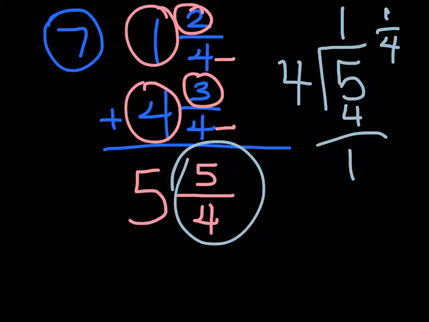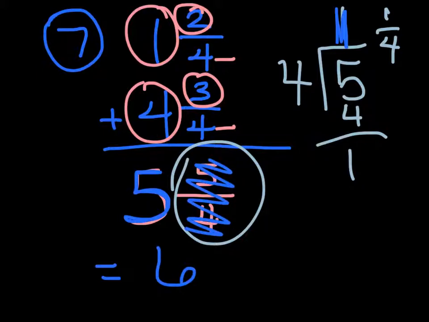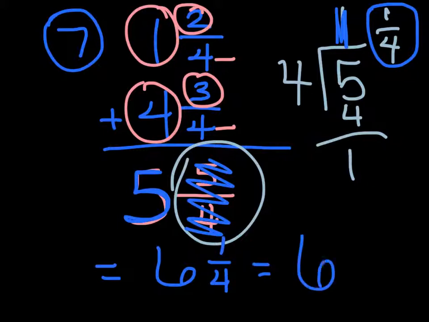And then you're just going to add that to the 5. So you have the whole number 1 plus the whole number 5. That's going to give you 6. And then all of this became 1 1/4. So now all you have left over is the 1/4. So your final answer is 6 1/4.